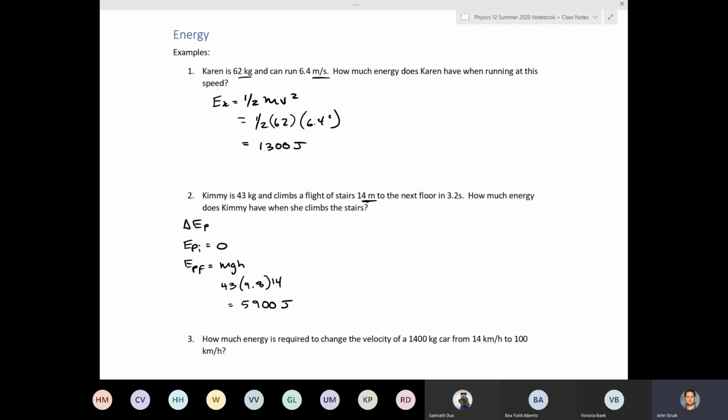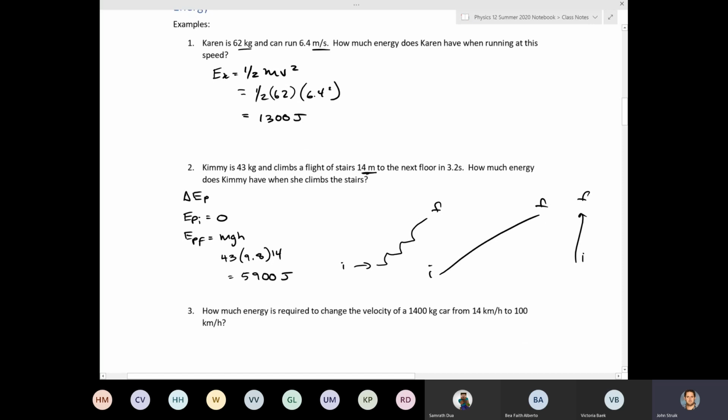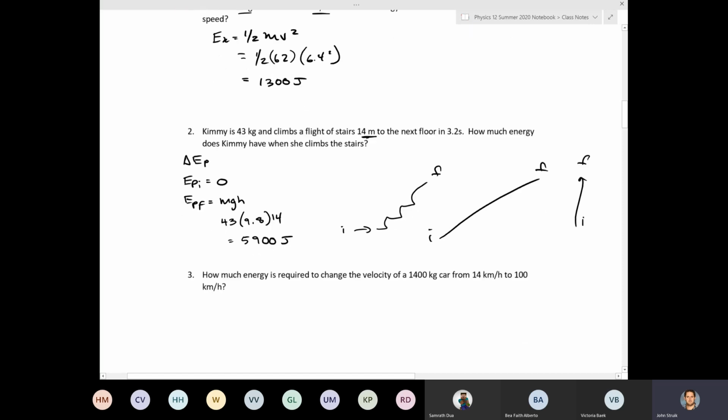And in terms of potential energy, it does not matter how the object gets higher. It can be upstairs, it can be up a ramp, it can be straight up, whatever, it doesn't matter. The only thing that matters is comparing the initial to the final. Initial, final, initial, final. So potential energy doesn't care how it gets there.